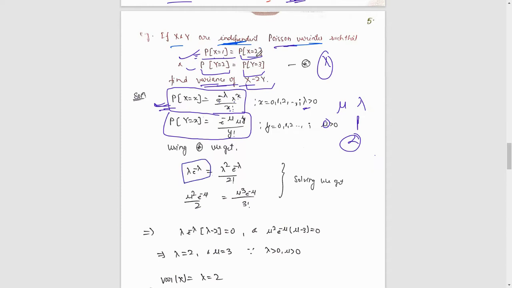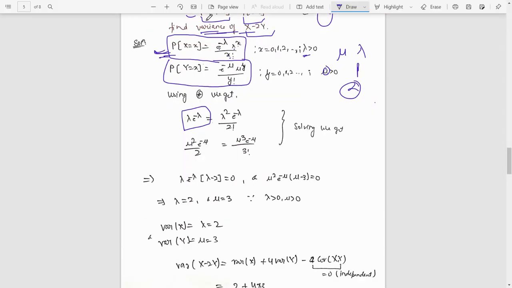And on the RHS, put x equal to 2, so you get lambda square e to the power minus lambda over 2 factorial. We do the same thing for the probability that y is equal to 2 and y is equal to 3, a similar thing for y also. And we need to solve these two equations to get lambda and mu.